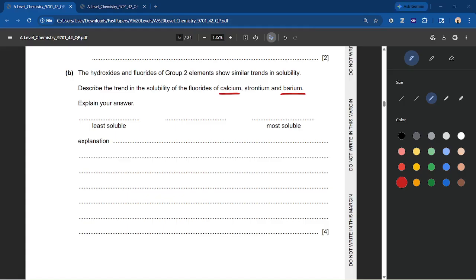So your least soluble over here is going to be calcium fluoride, CaF2. Then it's going to be strontium fluoride, and finally it's going to be barium fluoride. And now to explain why. So over here, you need to mention that both the lattice energy and the, well, actually one sec, let me think this through.